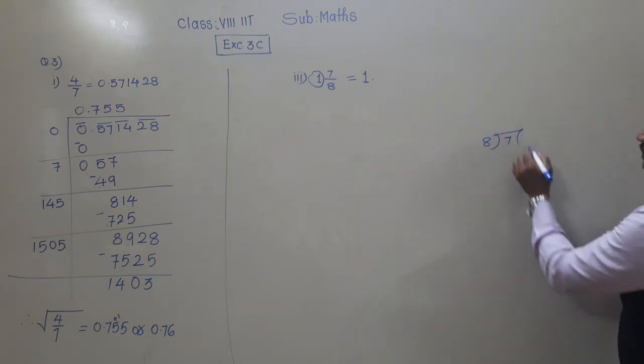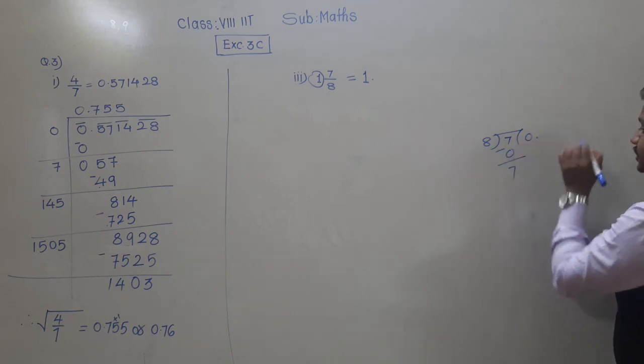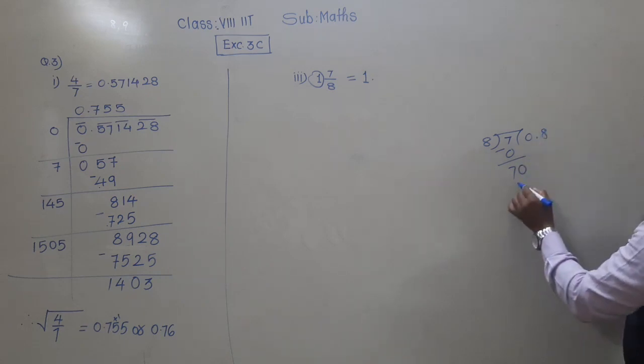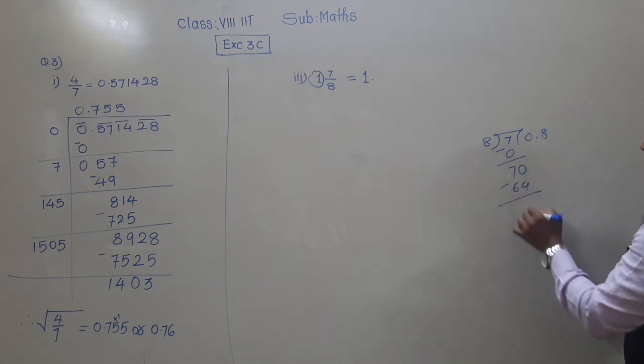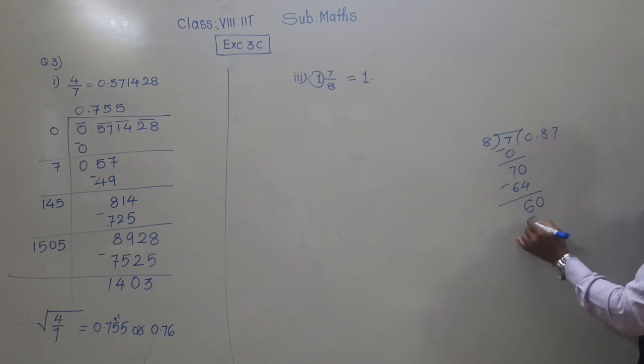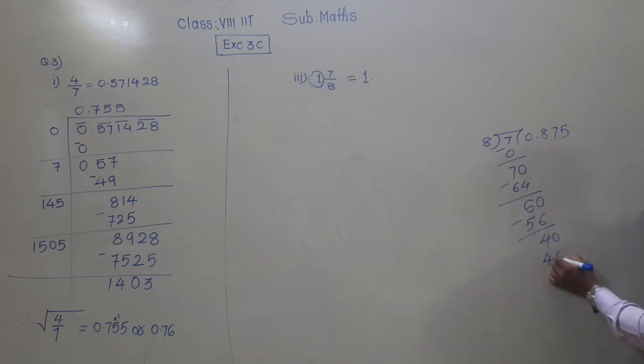So see here, 7 zeros, 8 zeros are 0, 7 minus 0 is 7, give point here, add 1 zero after 7. 8 8s are 64, 70 minus 64 is 6, add 1 zero again, 8 7s are 56, 4 remain, add 1 zero, 8 5s are 40. Here this division is terminating. So answer is 0.875.